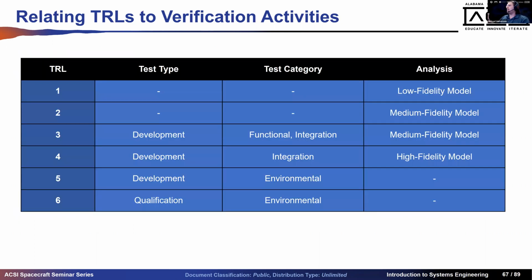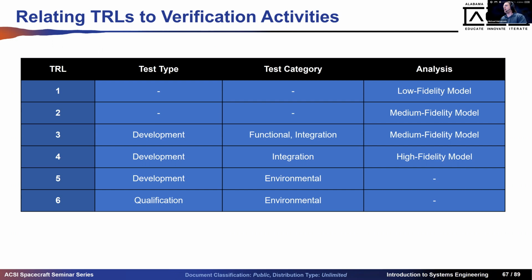All right, here is that table for test types, test categories, and analysis. If it's TRL 1, this is a low fidelity model. You've had any kind of inkling about a thing. TRL 2, that's going to be medium fidelity models. You have done something, but your data pedigree may not be great. You should probably go back through NASA Standard 7009 to update the verification and validation of your model itself.